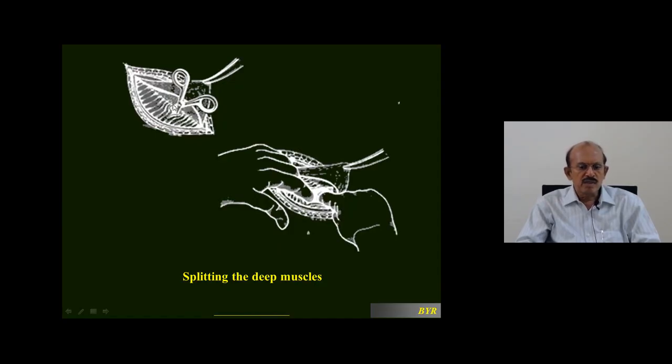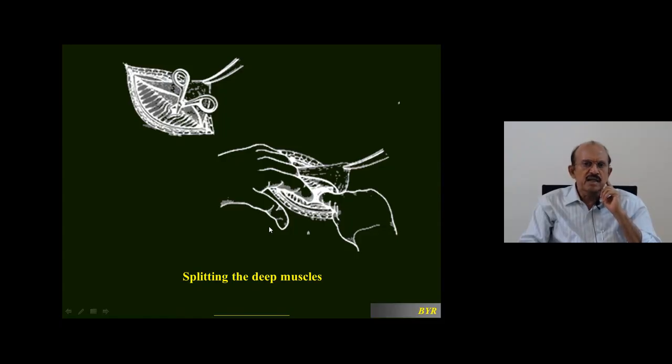So with the help of a forceps, you split the fibers, and with the help of your fingers, you widen the aperture. Then you will get the transverse abdominis muscle. That also is split in the fibers' line. So external oblique only is incised. Internal oblique and transversus abdominis are just split and separated. Then what you see is the fascia transversalis.